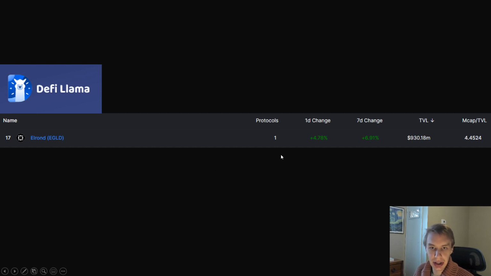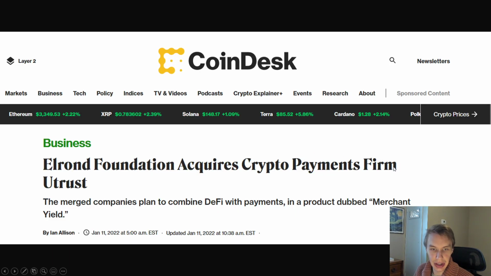But one thing I saw recently, which I think is an interesting thing to keep an eye on, again, not to say that anything's guaranteed by any means, is that the Elrond Foundation acquired this crypto payment firm, Utrust, which has kind of an interesting idea of how to leverage DeFi in combination with payments. The company is now integrated with the Elrond Foundation, and presumably is going to be using the Elrond blockchain for all of its operations.